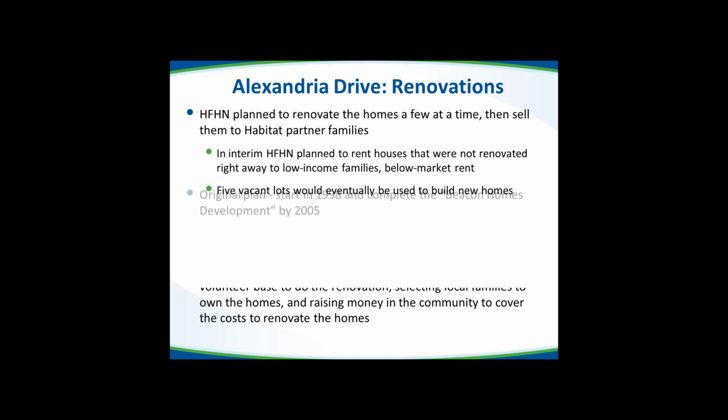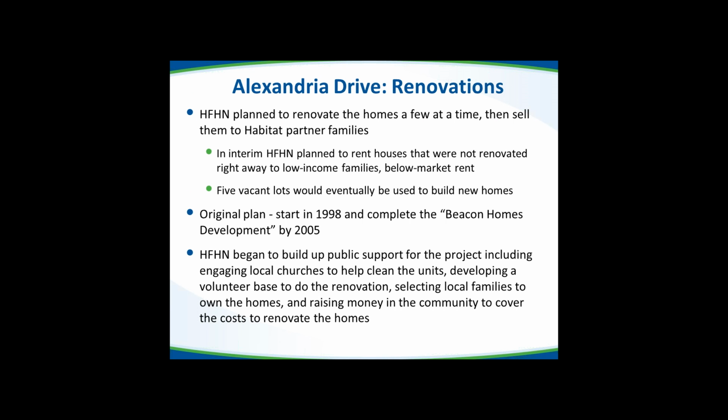Habitat planned to renovate the homes a few at a time and then sell them to the Habitat partner family. So this was meant to be a long-term project. And then for sustainability, Habitat also planned to rent the houses that were not renovated right away at below market affordable rent to be able to meet a little bit of a different need, but also to ensure that there's some income there as well. And then the plan was for the 5 vacant lots to be used to build new homes. And so the renting did happen, and of the 5 vacant lots, we only have 1 left to build on. So we have been using those to build new homes.